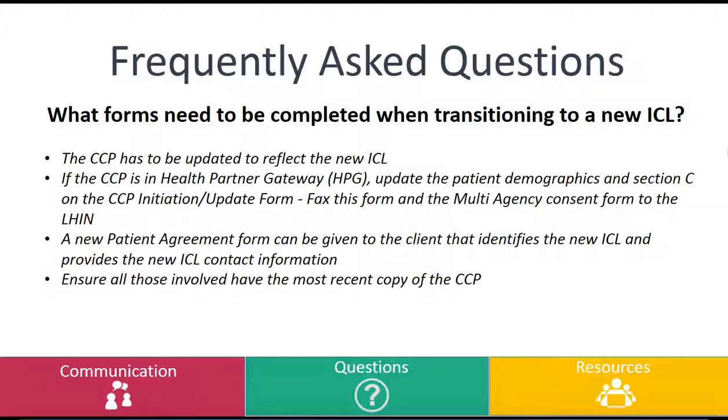Lastly, ensure all those involved have the most recent copy of the coordinated care plan, so they're kept up to date about communication and what needs have changed.